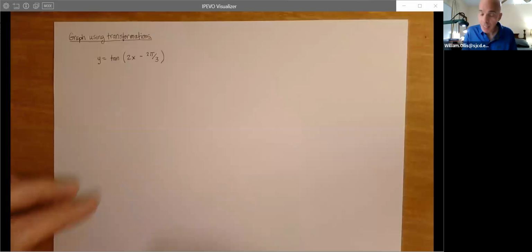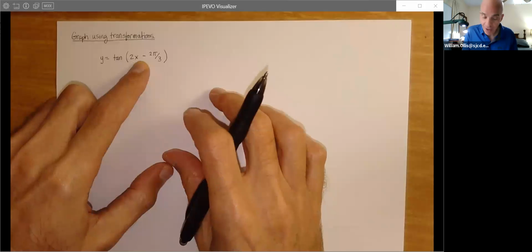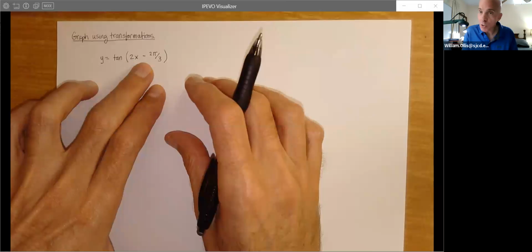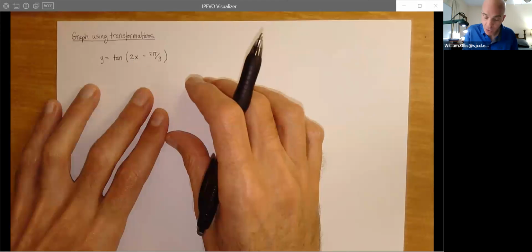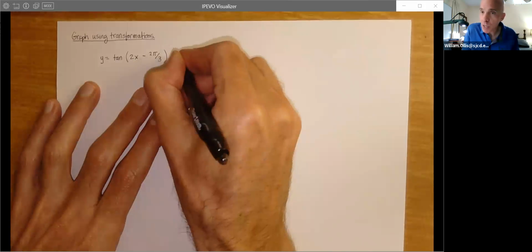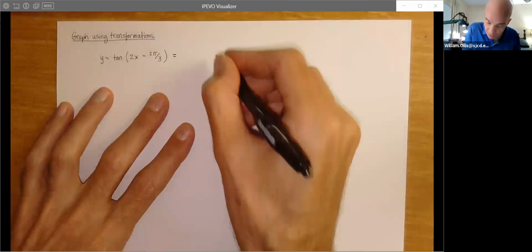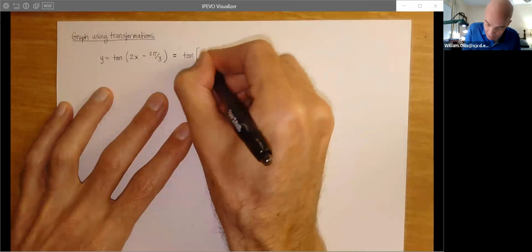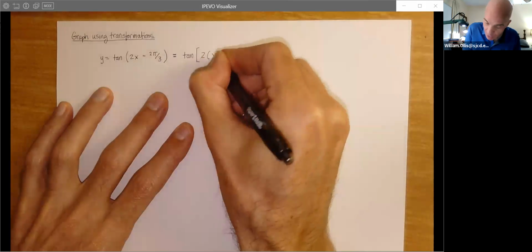So we're going to think of a k like we did before. So we need to factor. We start with tangent of 2x minus 2 pi over 3. So we're going to factor that 2, and then we're going to see what happens to the asymptotes and any principal points. So we'll just have an x minus pi over 3.